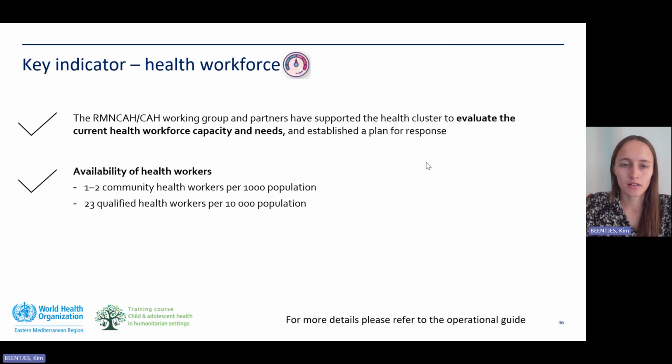Then the indicators that are linked to this are that the working group and partners have supported the health cluster to evaluate the current health workforce capacity and needs and establish a plan for response. Then also ensure the availability of health workers. So here it's recommended that there are 1 to 2 community health workers per 1,000 population and around 23 qualified health workers per 10,000 population.